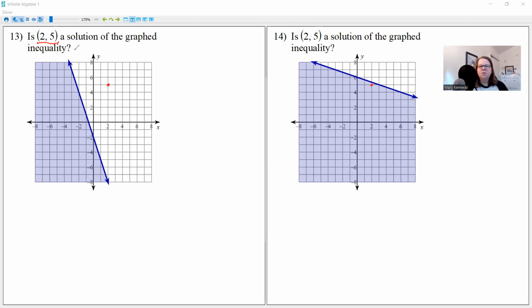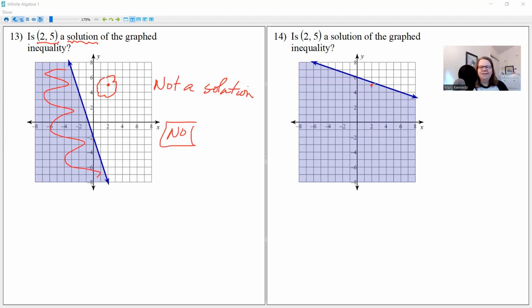Okay, so simply understand that the solutions of this inequality are all of the shaded areas. Any point that's in those shaded areas is a solution to the inequality. So anything out here not shaded is not a solution. So we would say that number 13 in this case is a no.